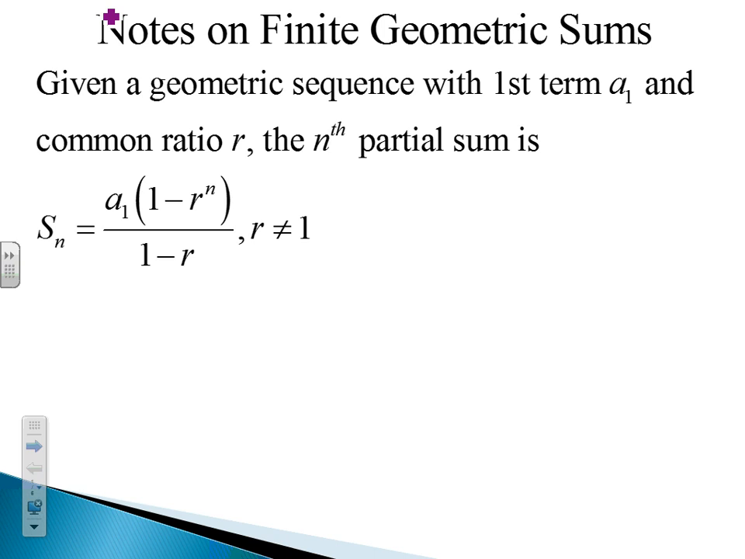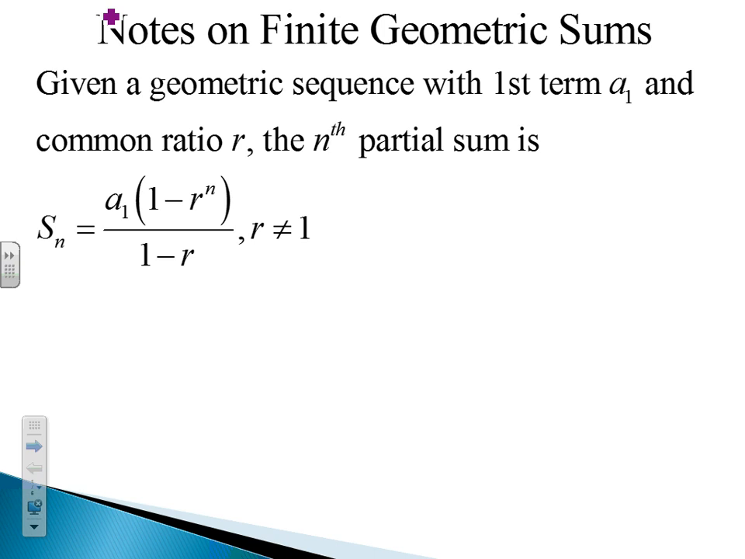Now there's going to be a couple of things that we're going to be practicing. The rule that you see on your screen right now where it says S sub n is equal to a sub 1 and in parentheses 1 minus r to the n power, that is the formula that we will use to find the sum of a finite geometric sequence. Any time that you're going to be using this, you have to have two particular values. You have to have your first term, a sub 1, and you have to have your common ratio.